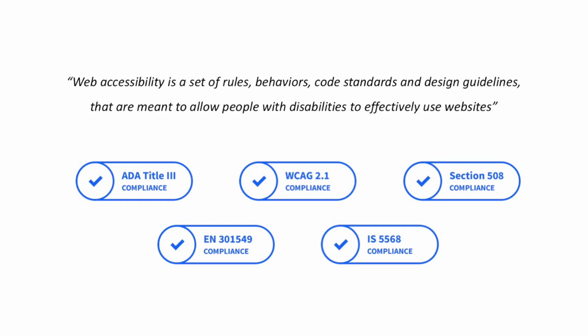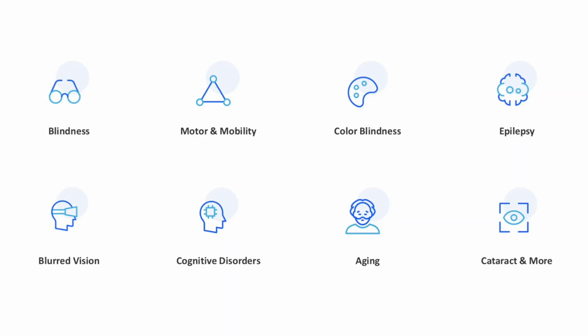What's web accessibility? Well, let's take a look. Web accessibility is a set of rules, behaviors, code standards, and design guidelines that are meant to allow people with disabilities to effectively use websites. That's where ADA compliance comes from. Website accessibility focuses on these main areas: blindness, motor and mobility, color blindness, epilepsy, blurred vision, cognitive disorders, aging, cataracts, and more.